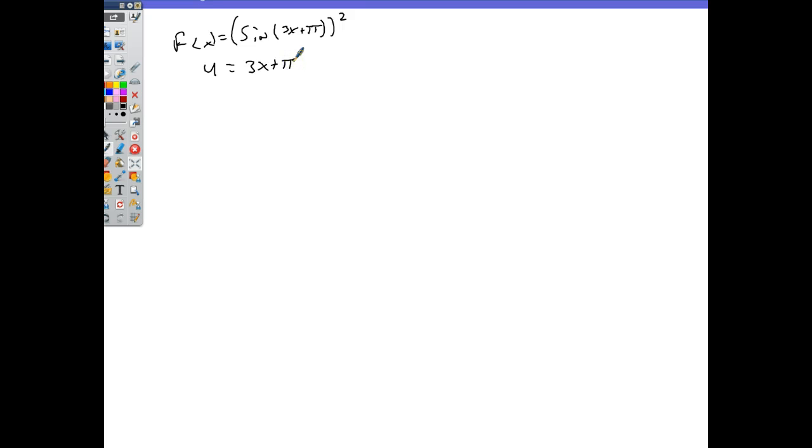So then I go, oh, this is a piece of cake. I know how to do these problems now. F prime of x is equal to sine u squared.